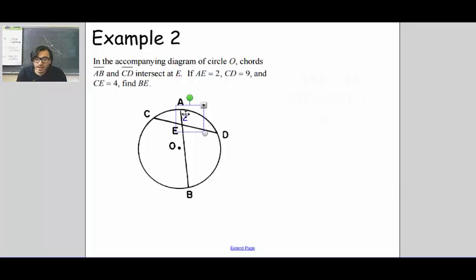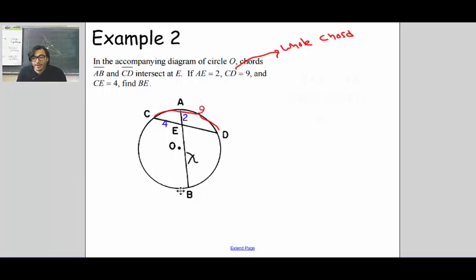CD is 9. Now this is very, very important. When it says CD, it's talking about the whole chord, not a piece of it. It's saying the whole chord, CD, this whole thing here is equal to 9. That's a very important distinction. Then it says CE is equal to 4. And it says find BE. So let's go ahead and label BE X. So BE is X.